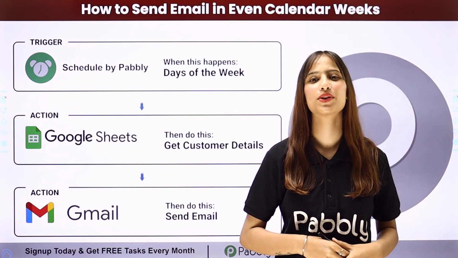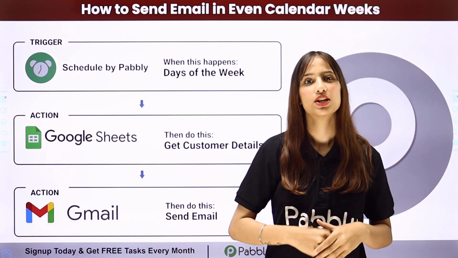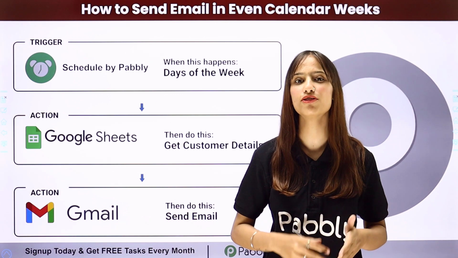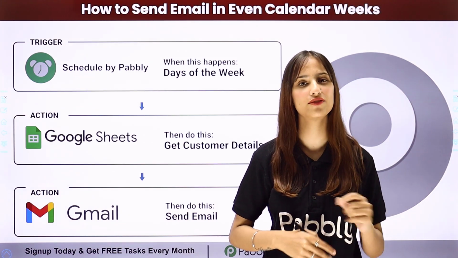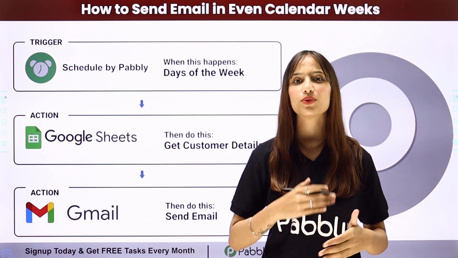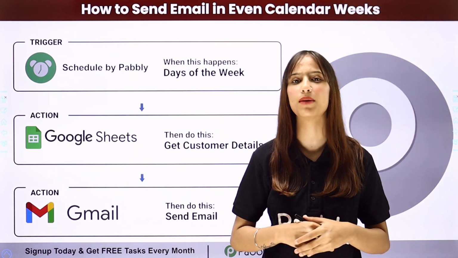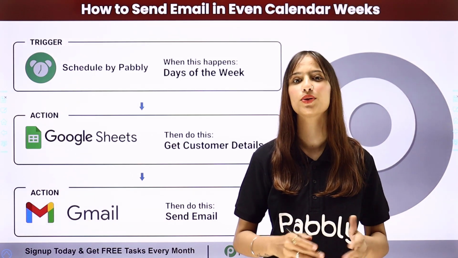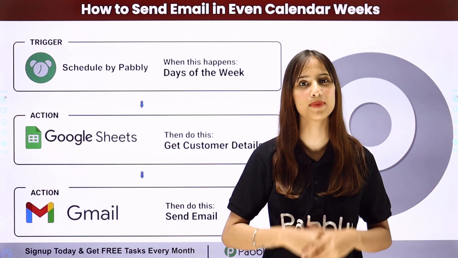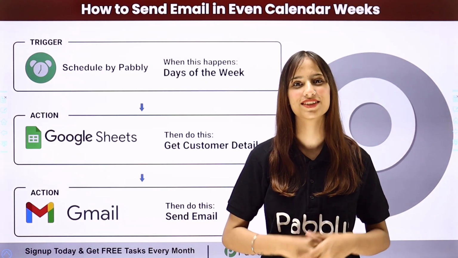So in today's video, we are going to understand how to send email in even calendar weeks. So here let's assume that I have a supermart and I want to send offers to my customers on every even week. So in a Google Sheet, I maintain the details of my customers, and to those customers, I want to send an email every even week about the upcoming offers. So now to do this, I need to build a connection between these applications, for which I'm going to use Pabbly Connect. So if you want to learn more about this, follow me through the screen.